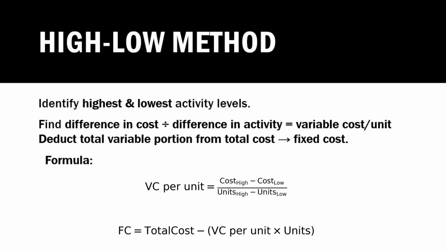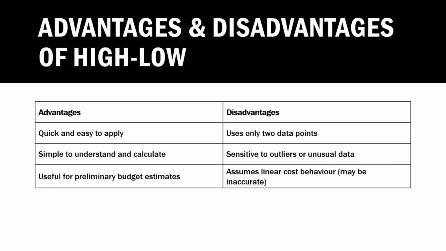Step 3. Once we know the variable cost per unit, we can find the fixed cost. Fixed cost equals total cost minus variable cost per unit times units. So the logic is, strip out the variable portion from total, and whatever is left must be the fixed element. This method is simple, fast, and heavily tested. This section explains why high-low is useful and why it's also risky.